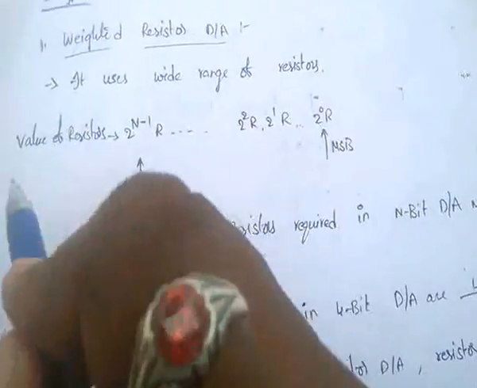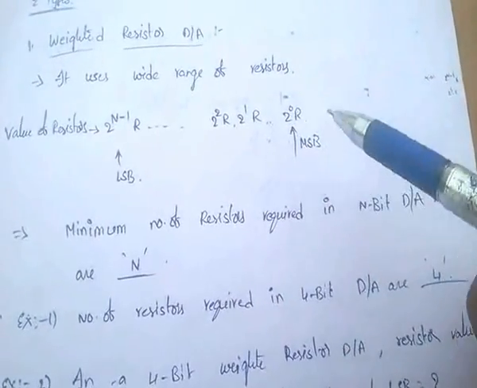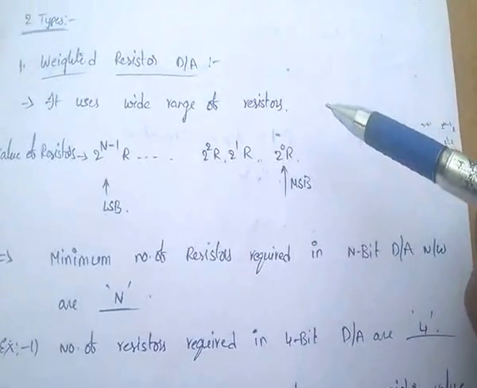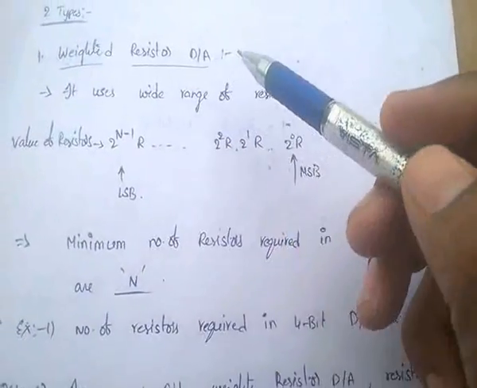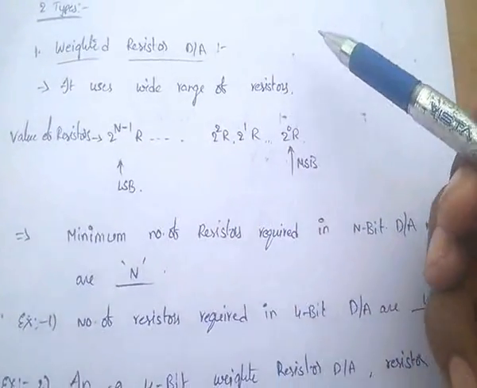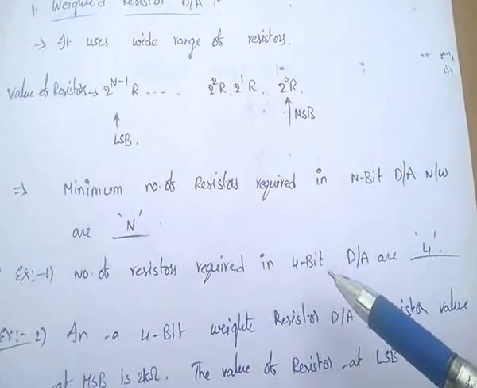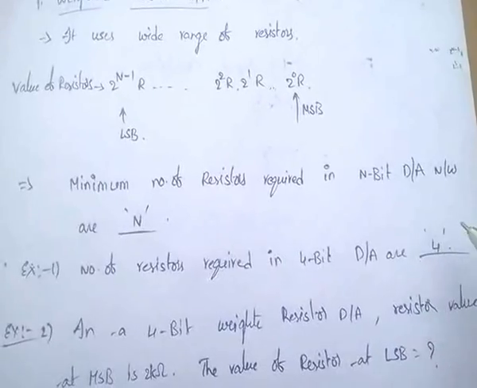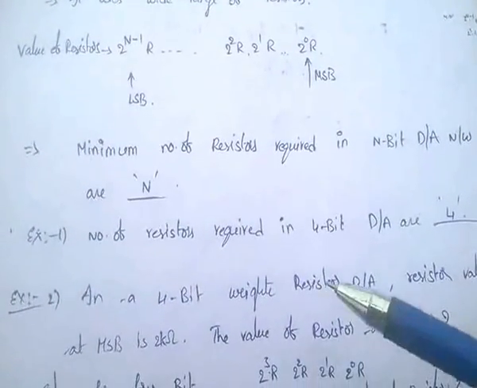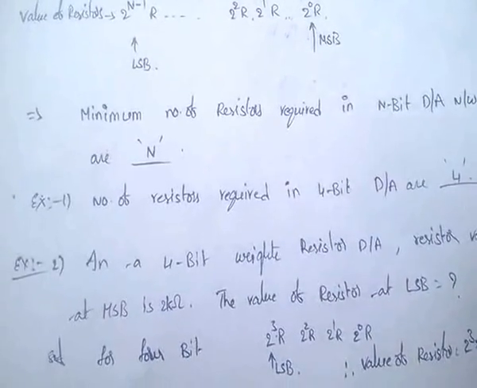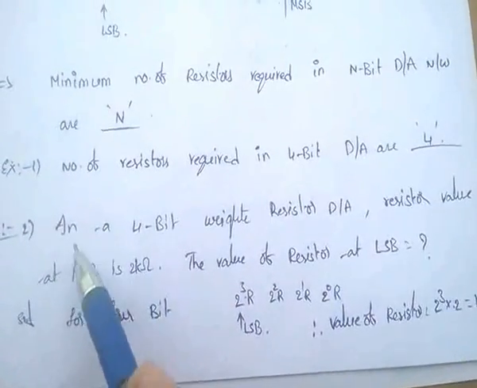The minimum number of resistors required in an n-bit D to A converter is nothing but n. For example, the number of resistors required in a 4-bit D to A is 4 resistors. For 4-bit, 4 resistors; 5-bit, 5 resistors. For n-bit the minimum resistors are n. And one example is a very important bit.